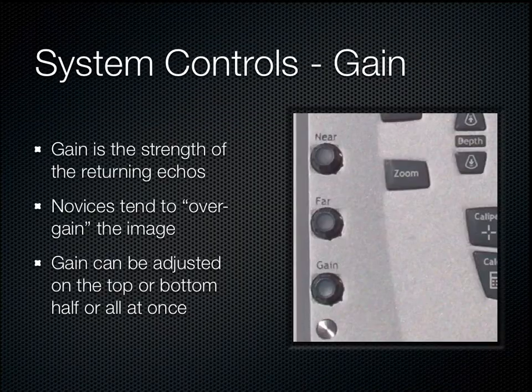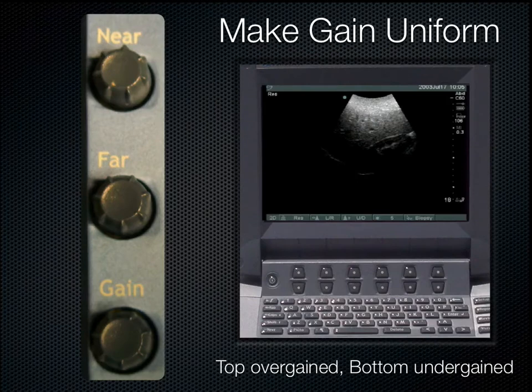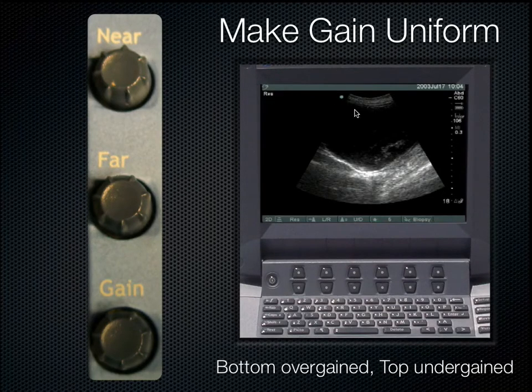Well, what about the gain? The gain is the strength of the returning echoes, and we could turn up the gain in the top half of the screen, the bottom half of the screen, or the entire screen at once. So right now, this image is kind of overgained at the top and undergained at the bottom. So to compensate for that, I could turn up the far field and then turn down the near field. And as I do, well, now I have the opposite problem. I went too far, right?